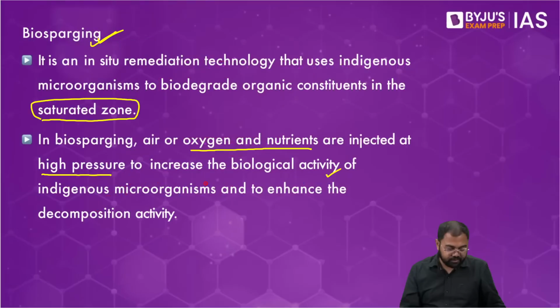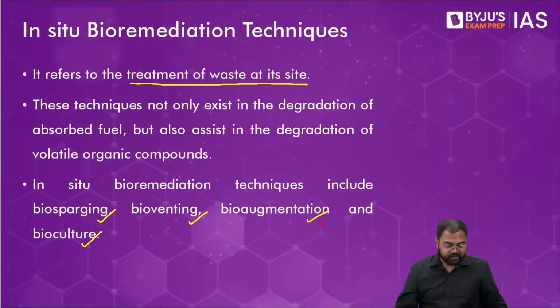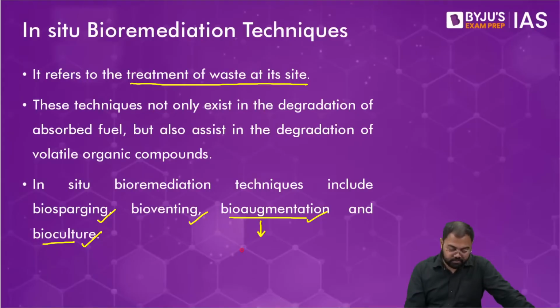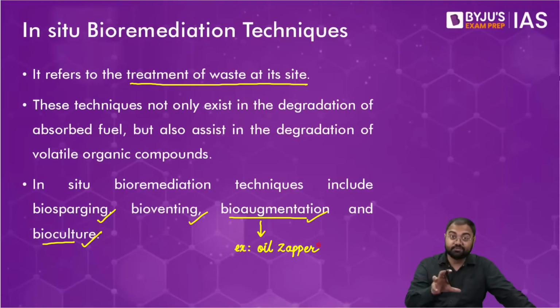Apart from that, we also had a mention of two other techniques. You have bioaugmentation and bioculture. So bioaugmentation is, as an example, what we had discussed yesterday, oil zapper. What we had discussed about oil zapper is that it is a formulation that consists of 5 different types of bacteria, and we take this formulation to the site of contamination on the sea surfaces or ocean surfaces wherever oil spills have happened. Correct. So that is basically what bioaugmentation is.